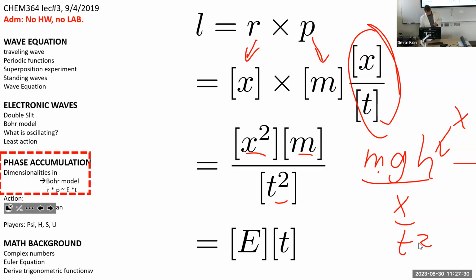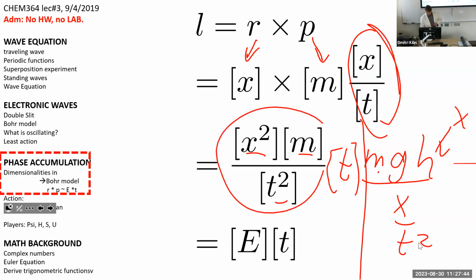Correct? Okay. A mistake, it should be also T here. So this portion looks like an energy, right? Mass, distance squared over time squared, and then we can consider it as to have the dimensions equal, we need to multiply it by time. So it is equivalent to energy times time. So why do we need to focus on this trick?